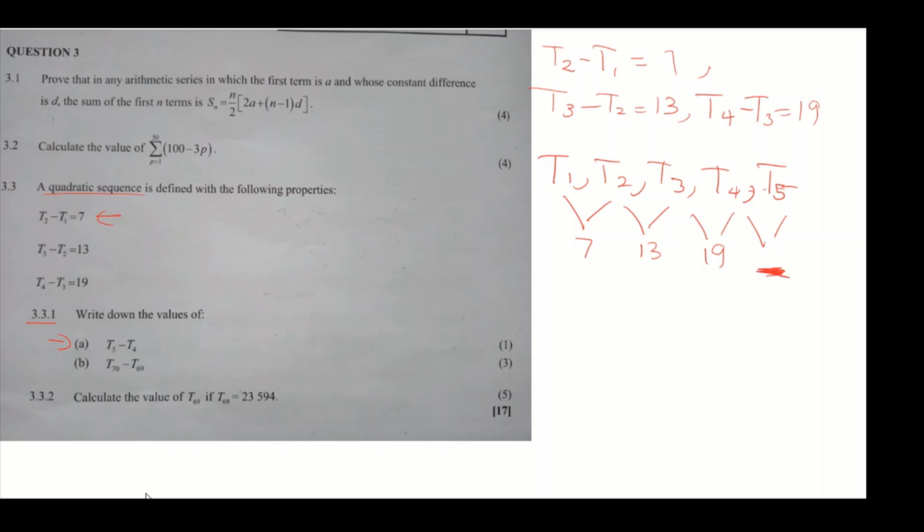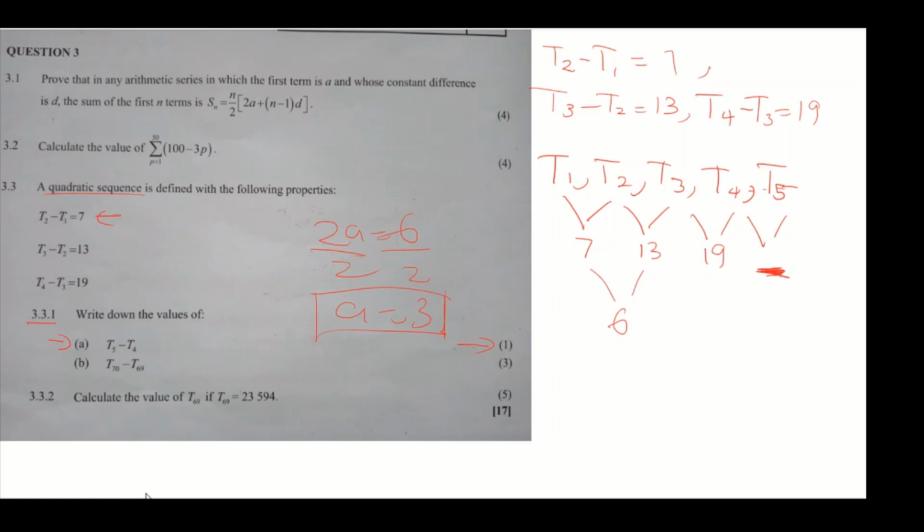So how can you find this? Can anyone think it right through? As you can see, it's just 1 mark, so it's not that difficult. So how we can find it is this way: find the second difference. If you subtract 13 minus 7, you're going to get 6. So 2a is equal to 6, divide both sides by 2, and a is equal to 3.